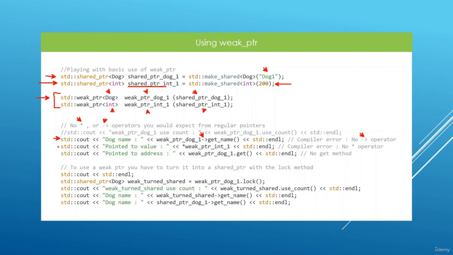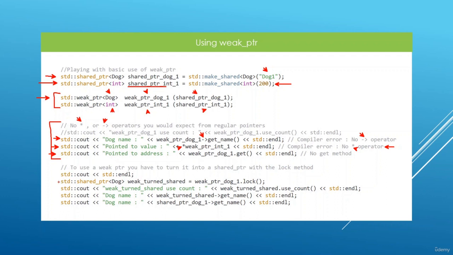If we try and use the dereference operator, just like we are doing here, we're going to get a compiler error saying that we have no such operator. And we have no get method on the weak pointer because it's really not meant to be used to manipulate data. So if you really want to use a weak pointer, you have no choice but to turn it back into a shared pointer. And you do that by using the lock method.